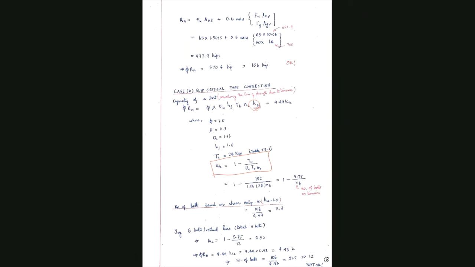If you look into page 16.1, page 127, you can take a note of this. Now you might be aware of all these terms. Your phi is 1.0, your mu is 0.3, which is class A. If it is class B, it would be 0.5. The DU is 1.13, HF is 1. The minimum pretension TB is available to you in the manual, that is 28 kips.